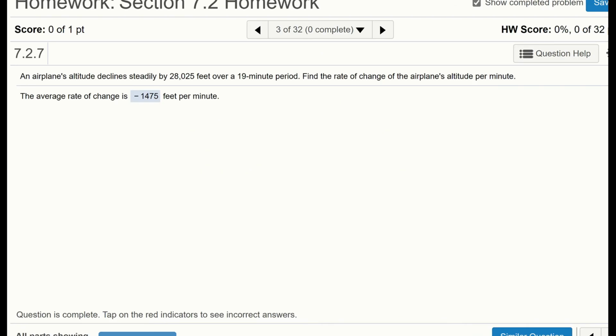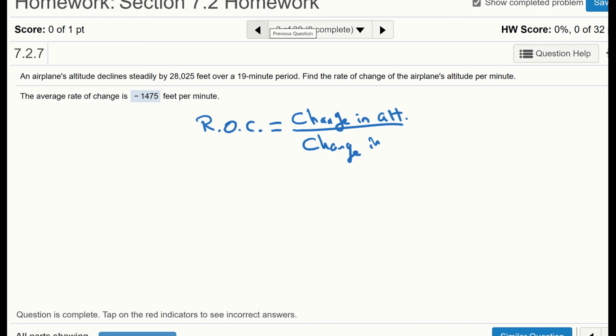All right, so in this problem, we're looking at an airplane's altitude, which is declining steadily by 28,025 feet over a 19-minute period, and we wanted to know the rate of change of the airplane's altitude per minute. So basically, the rate of change is going to be the change in altitude divided by the change in time, right?